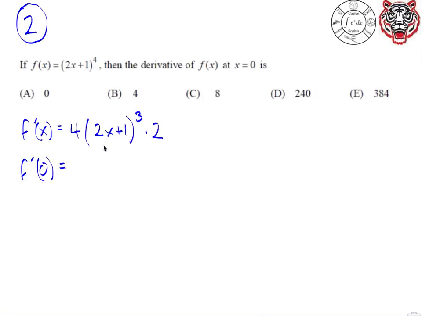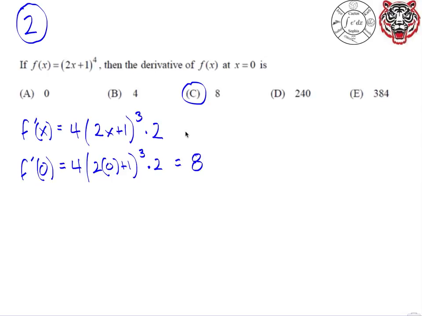All right, so Carly and Kaylin, you're getting this. We were in Powerhouse. We did doubter times dinner. Yes. Okay, so we plug in 0. Here I go. 4 times the quantity of 2 times 0 plus 1, all that to the power of 3, times 2. 2 times 0 is 0, plus 1 is 1, to the power of 3 is 1, times 4 is 4, times 2 is 8. Yeah, you're a pro. That's some mental math right there. Yeah, the correct answer was 8, or C.